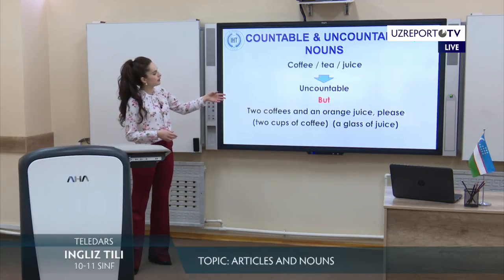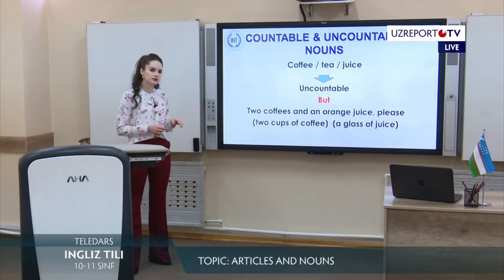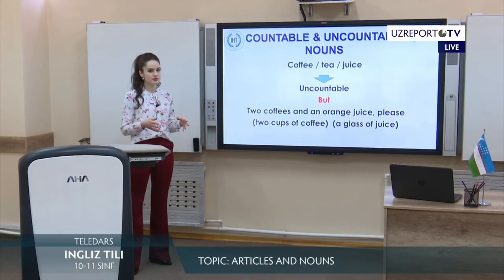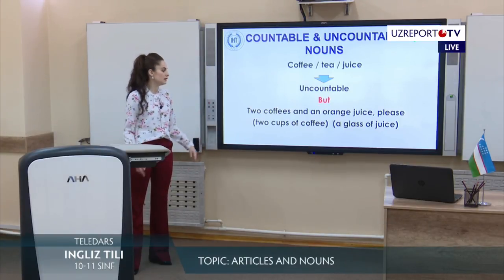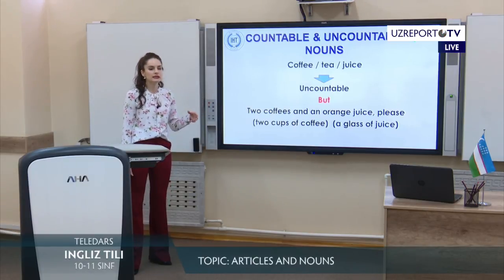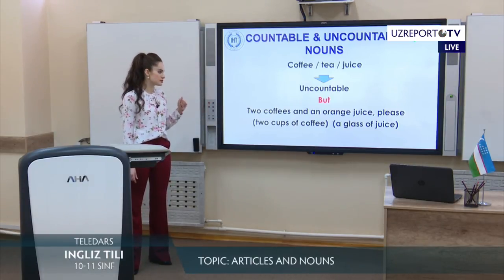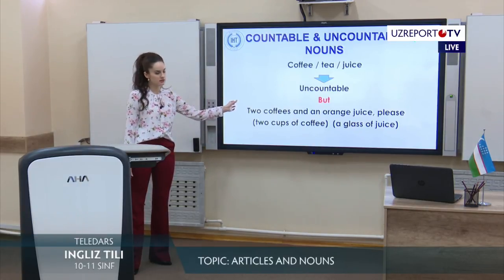Well, and an orange juice. As I told you before, we cannot use an before uncountable nouns because we cannot count. Is it 1 or 2 or more maybe? But here we may count glasses and we need only 1 glass of juice. That's why it's possible to add the ending S and the article an.